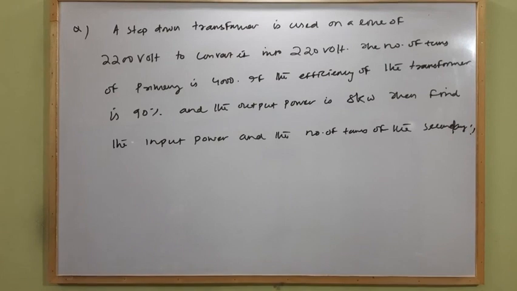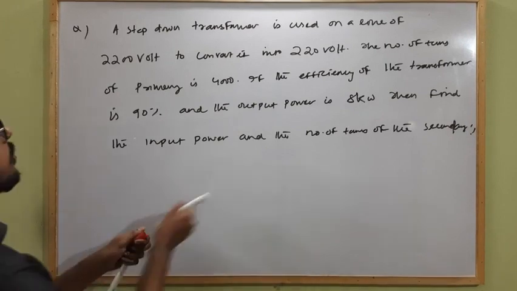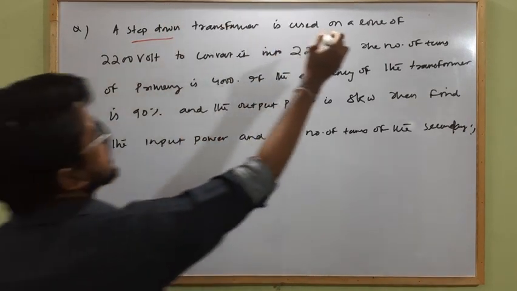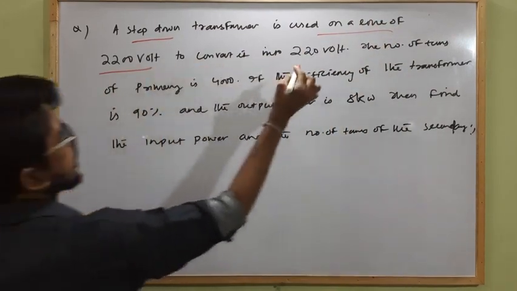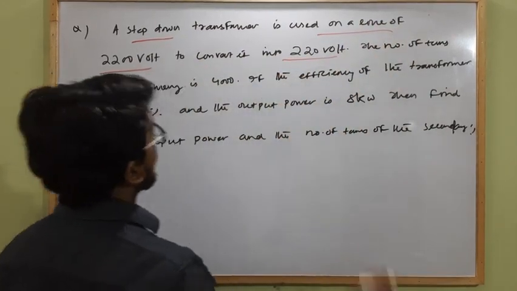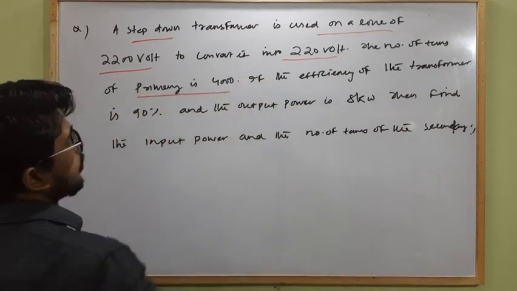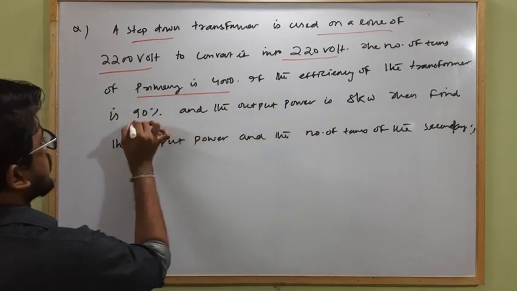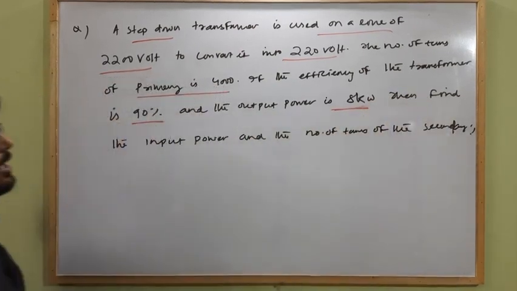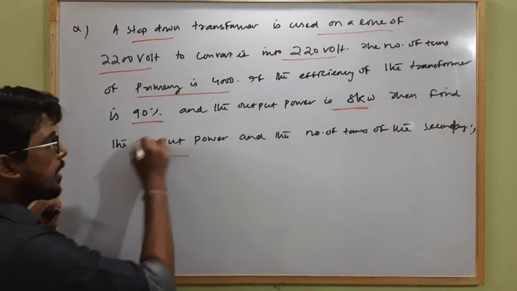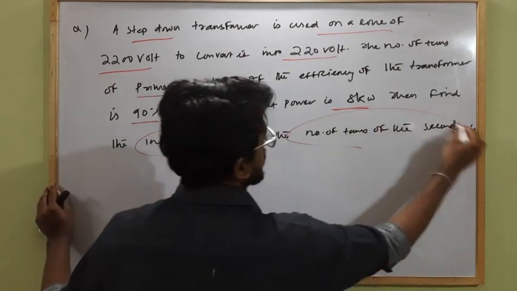Okay, so in this case there is a step down transformer which is used on a line of 2200 volt to convert it into 220 volt. The number of turns of the primary is given as 4000 and the efficiency of the transformer is 90% and the output power is 8 kilowatt. Then we have to find the input power and the number of turns of the secondary.